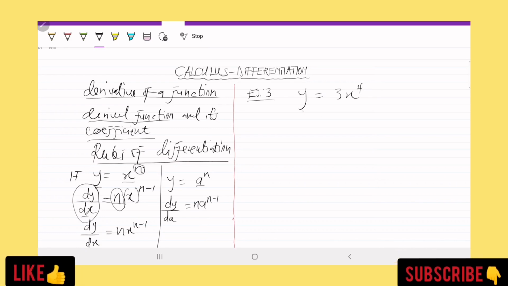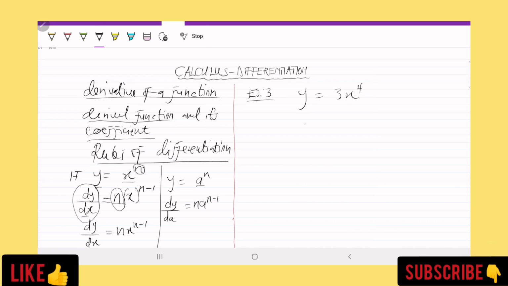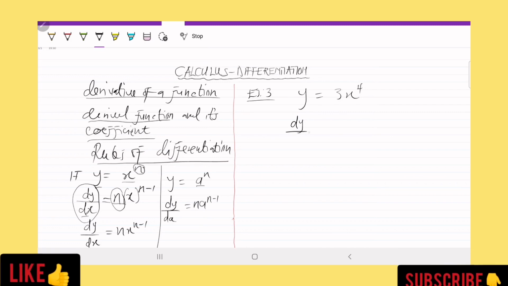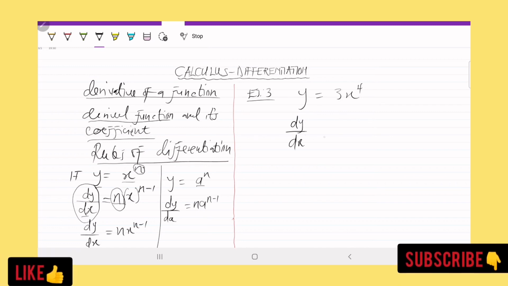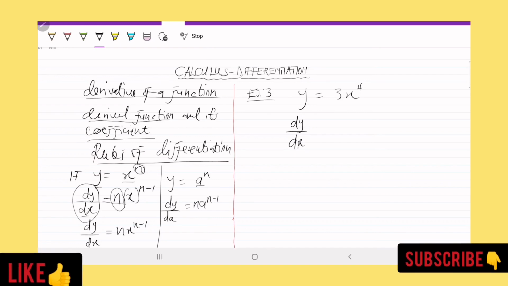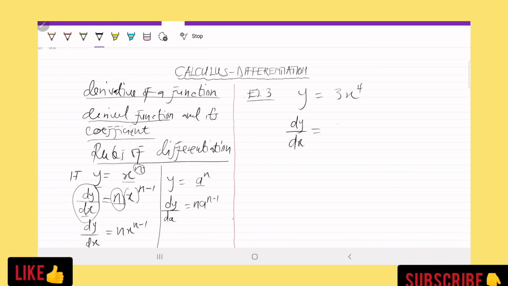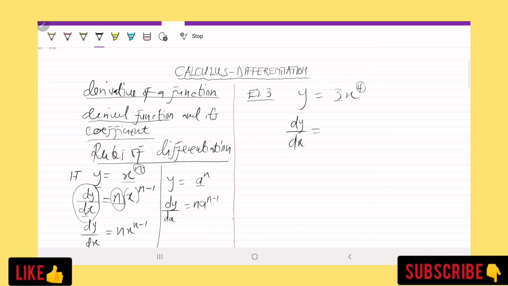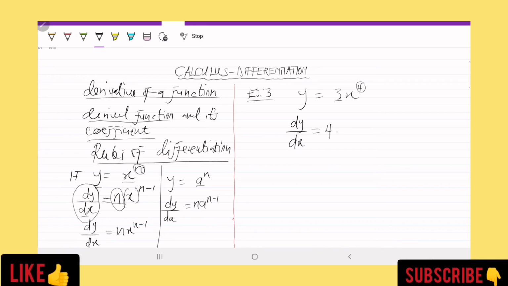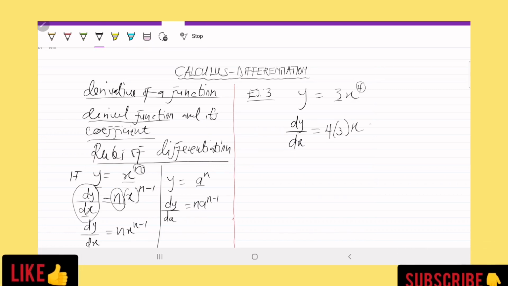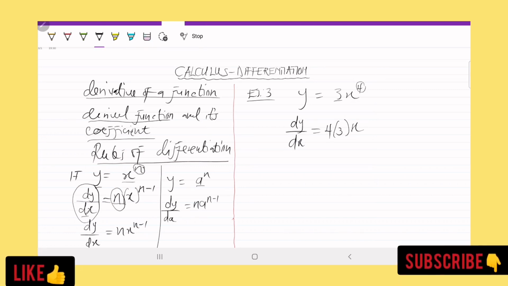We know that I'm differentiating y with respect to what? X. So my derived function here is going to be dy over dx. Is that okay? Meaning that I differentiate y, dy over dx. So here I'll multiply the 4 by this 3. Is that okay? So it's going to be 4 multiplied by 3, and I'll repeat the x with the exponent of 4.